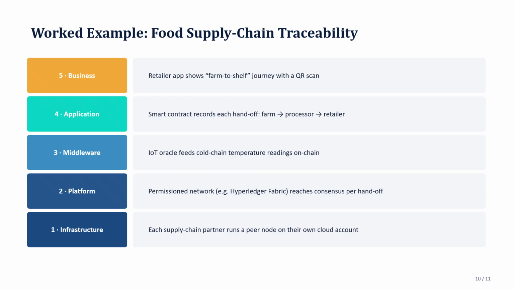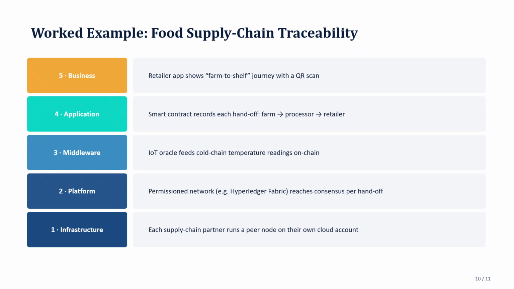We are going to look at a worked example for food supply chain traceability. Let's map this onto something concrete. Layer 5, business: a retailer app shows the farm-to-shelf journey with a QR scan. Then layer 4, application: a smart contract records each handoff, from farm to processor to retailer. Then middleware: an IoT oracle feeds cold chain temperature readings on-chain.